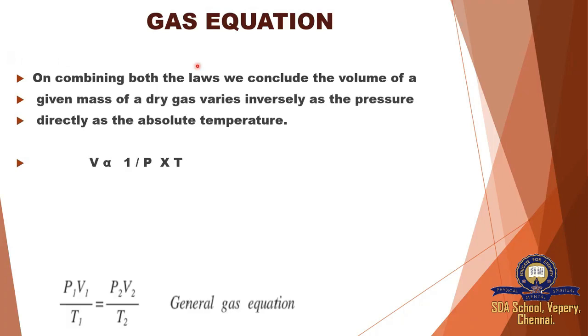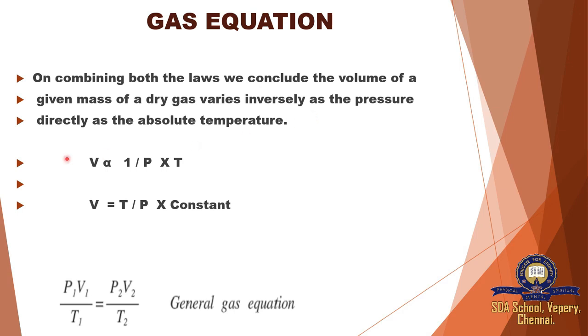When we combine Boyle's law and Charles' law, we have a gas equation. On combining both the laws, we conclude the volume of a given mass of a dry gas varies inversely as the pressure and directly as the absolute temperature. For one law, we are keeping temperature as a constant. For another law, we are keeping pressure as a constant.